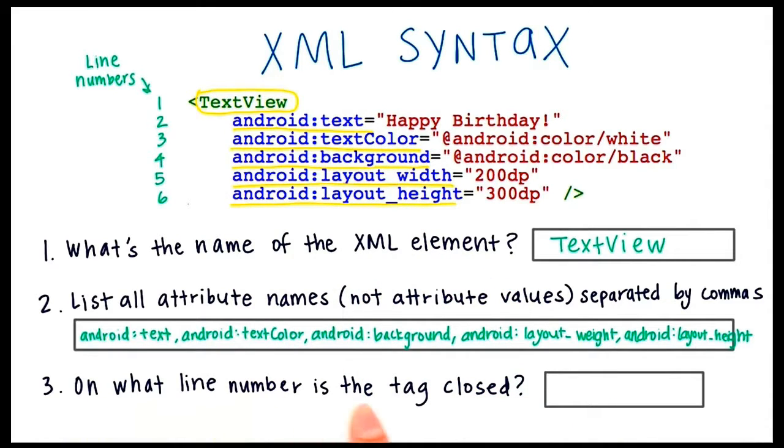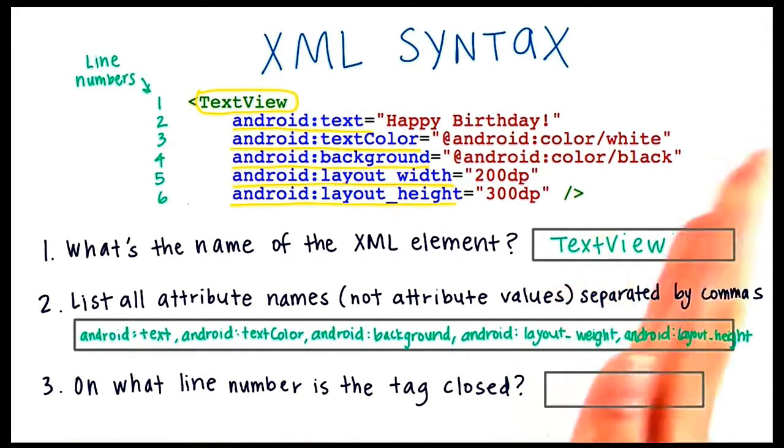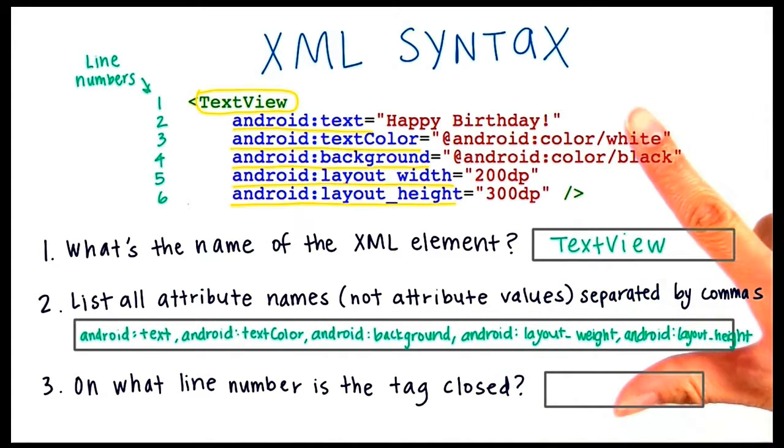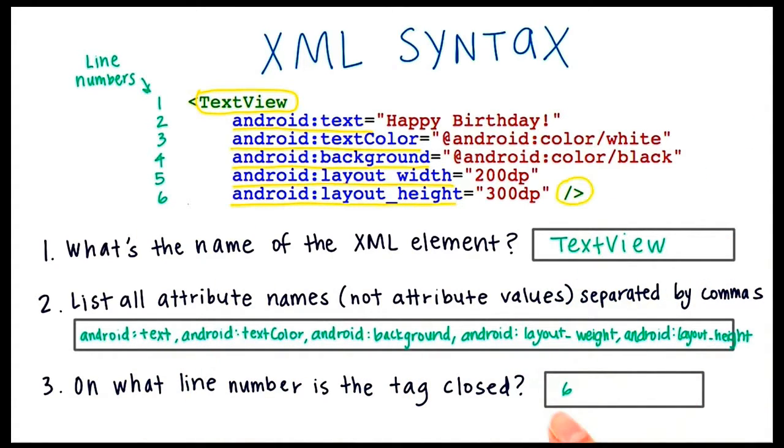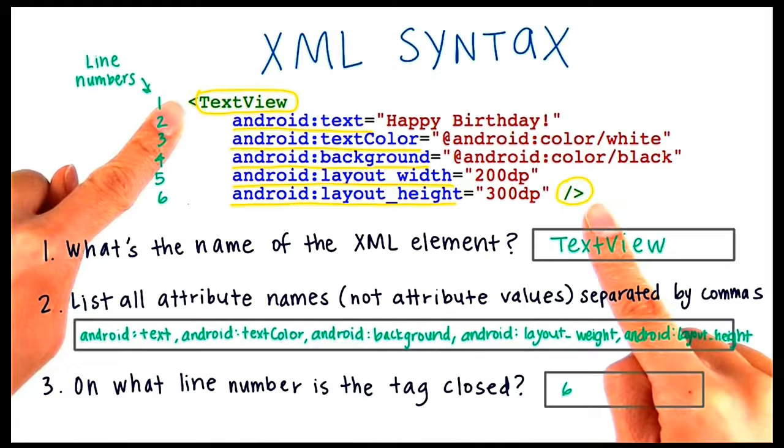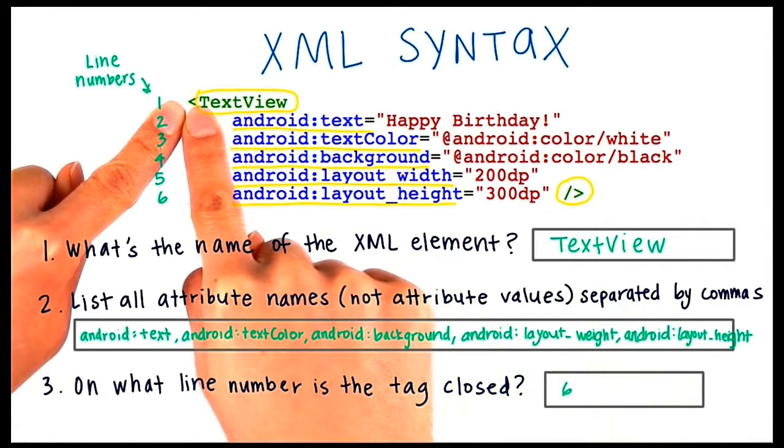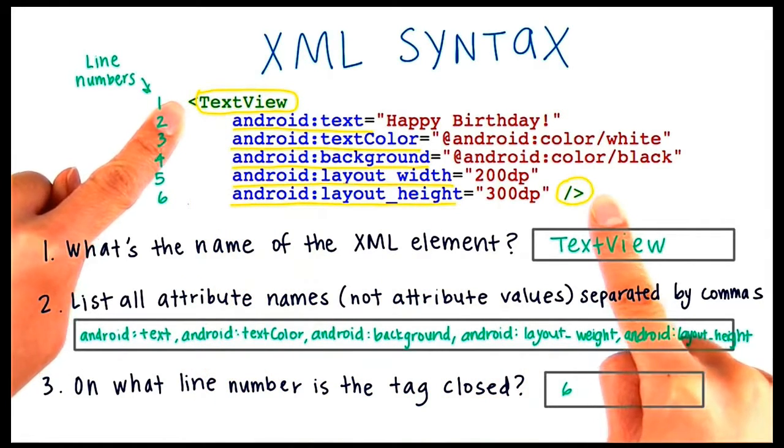The last question is, on what line number is the tag closed? And we see the forward slash and the closing angle bracket on the last line, which is line 6. This means that it's a self-closing tag because we open the TextView tag here and then we close it right away.